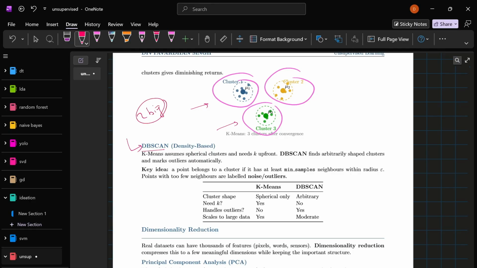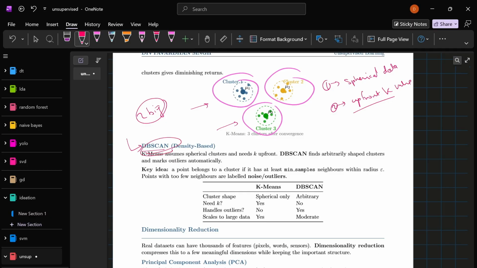Now, in k-means clustering we have two big problems. One, it works only with spherical, round clusters. If your clusters are weirdly shaped, like a ring or anything else, then k-means struggles. Second, you have to tell it k upfront. Sometimes you don't know how many clusters there are. So here we have DBSCAN. It is Density-Based Spatial Clustering of Applications with Noise.